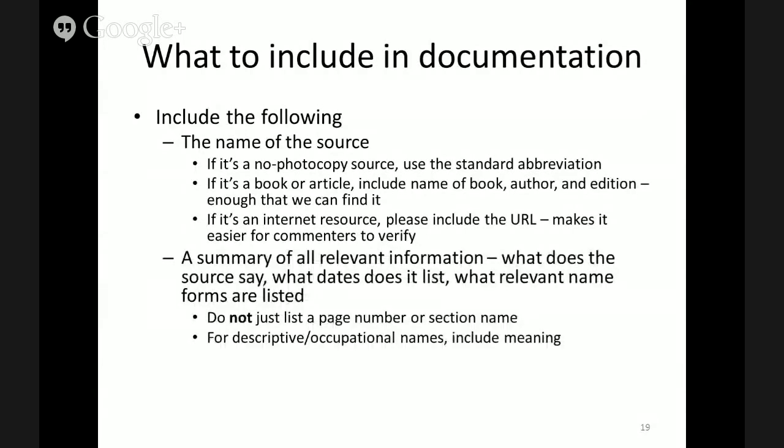You have to include a summary of all the relevant information. What does the source say? What dates does it list? And what relevant name forms are listed? Okay? Not just a page number or section name. And if it's a descriptive or occupational name, you need to include the meaning if you know it. Okay, and that's because we check for offensiveness, and we check for offensiveness in all languages. Someone submitted a Norse name not too long ago, which translates basically as asshole, and we would not register it. Now, none of us would ever know that that's what it means, but we don't register offensive names in any language, and asshole is offensive.